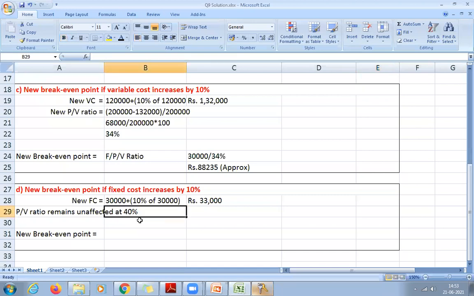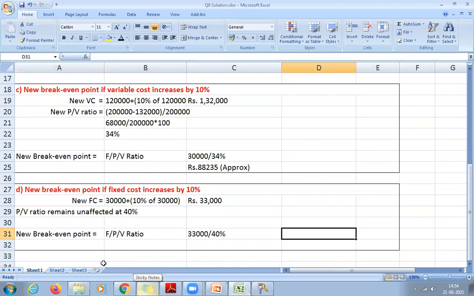We're going to use the same PV ratio because my sales is the same and my contribution is also the same. So now we can directly calculate the break-even point. That is fixed cost divided by PV ratio. The new fixed cost is 33,000, divided by 0.4. Substituting, 33,000 divided by 0.4 is 82,500.